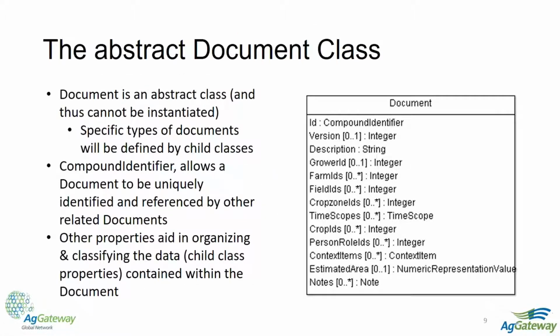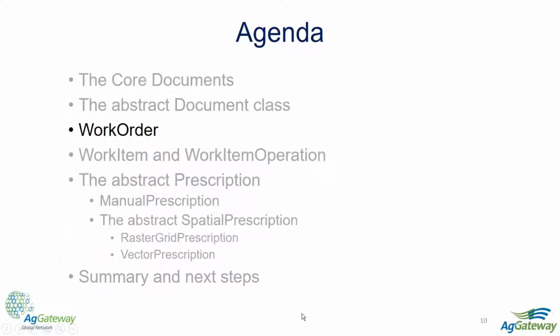I talked about the document class previously as well, an abstract class that can't be instantiated, so we need to have child classes to take care of the specific details of each point of that documentation cycle. Documents have a compound identifier that allow each document to be uniquely identified and referenced by other documents. We have other properties that allow us to organize and classify the data.